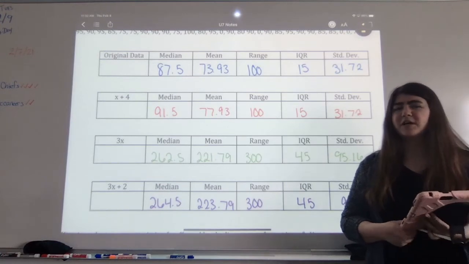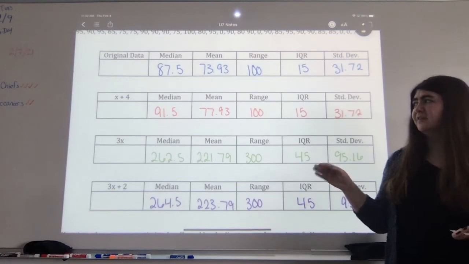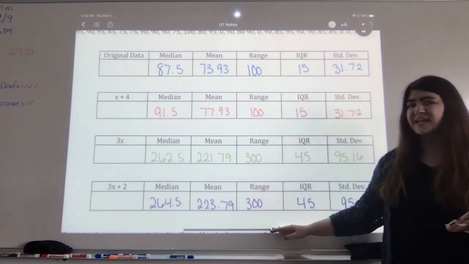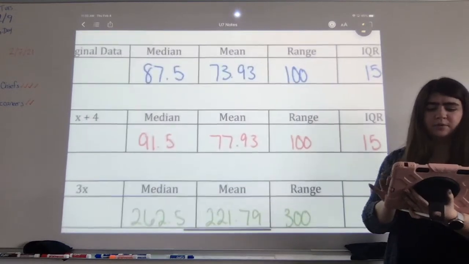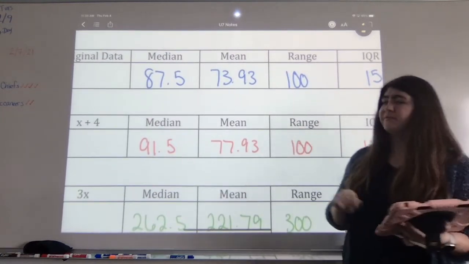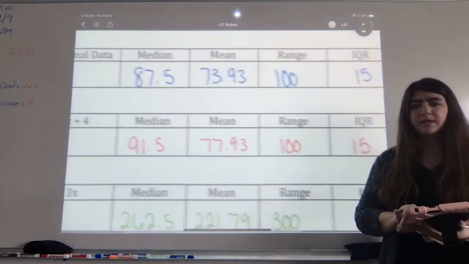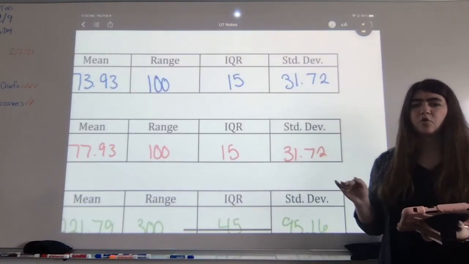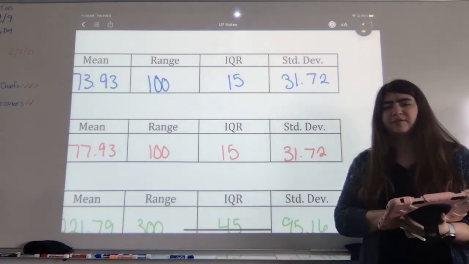Okay, now that we've used our calculator to find the median, mean, range, interquartile range, and standard deviation for all 4 data sets here, I'm going to run through what each of these points are. So for the original data, you should have gotten a median of 87.5, a mean of 73.93, a range of 100, an interquartile range of 15, and a standard deviation of 31.72.